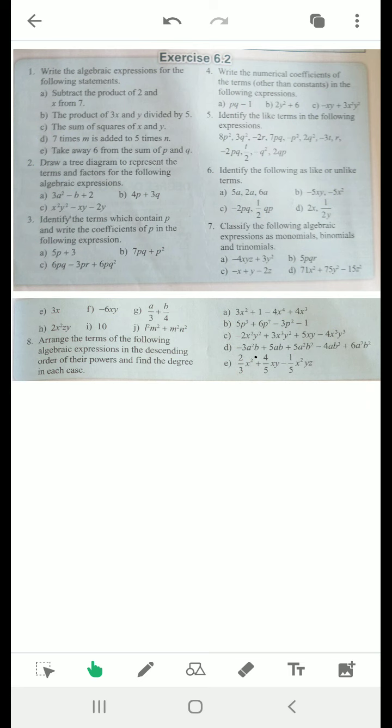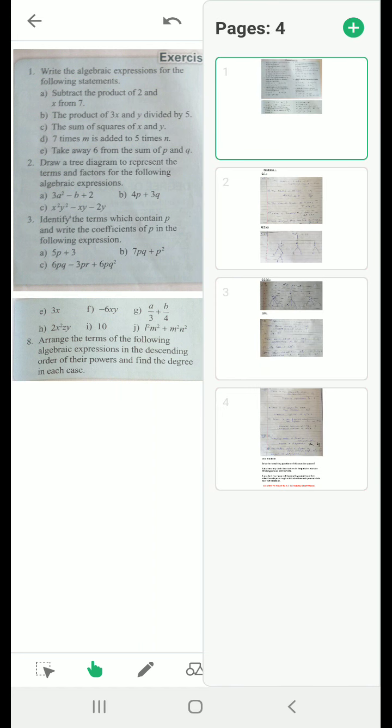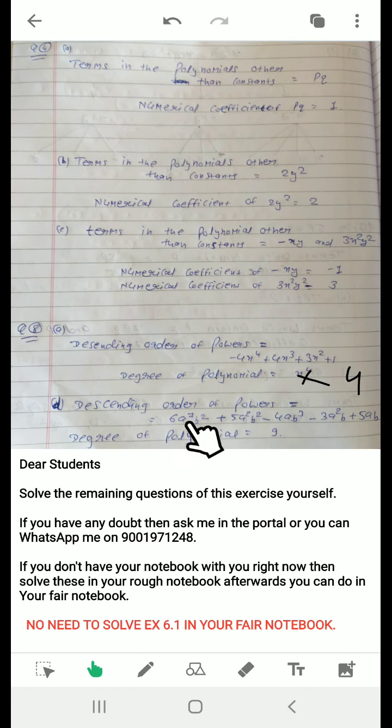So whenever more than one variable is given, like x, y, z, or x and y are given, then what do we need to do? We need to add all the powers. As I already told, we need to find the sum of all the powers. Like in question number D, the descending order will be here a power 7, b power 2, 7 plus 2, 9.